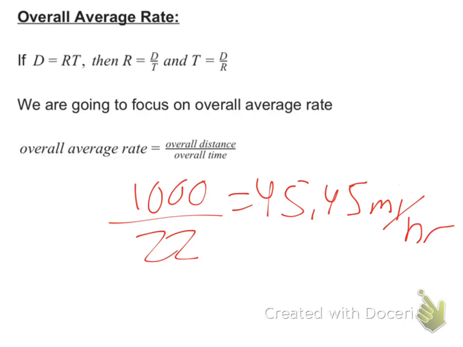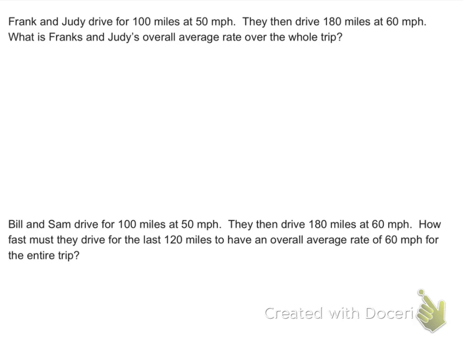Does that make sense? So our problems here, guys, are just going to ask you questions like Frank and Judy. They go for one leg of their trip 100 miles at 50 miles per hour. They then drive 180 miles at 60 miles per hour. What is their overall rate or speed? First of all, how far do they go? 100 plus 180, which is 280, right? But we have to divide that by what? Total time, right?